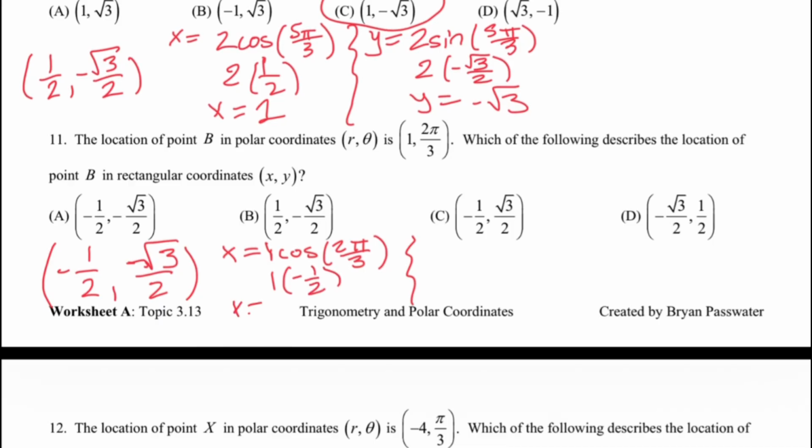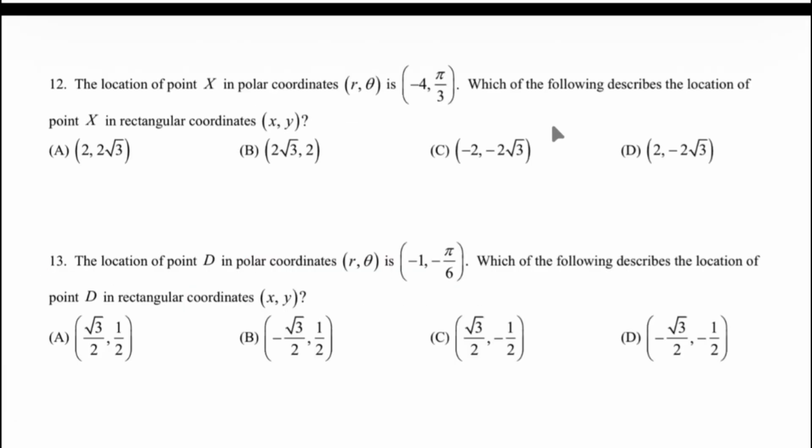So x is equal to negative 1/2, and then we have y is equal to 1 cosine. Same thing. Oh, sorry, I wrote cosine. So 1 sine, square root of 3 over 2. So y is equal to square root of 3 over 2. So we find that here. Both negative, that's negative. Looks like it's C again.